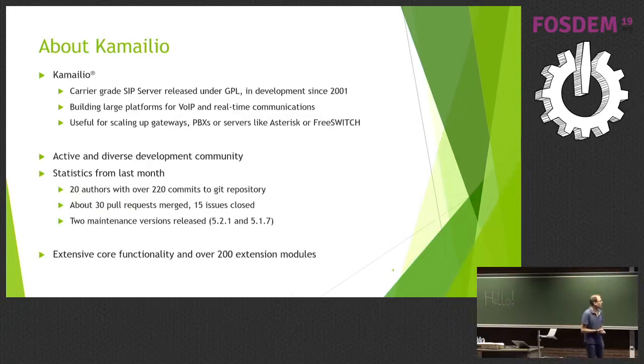We have a really active development community. Yesterday I pulled some statistics from GitHub. In the last month alone we had over 220 commits from 20 different authors. So this shows that we are really a broad project. We are open to contributions from everybody. We have a really good process now running with GitHub as well. We integrated 30 pull requests in the last month. Daniel also did 2 maintenance versions in the last month. 5.2 is the recent stable branch, and 5.1 is the last one before that.